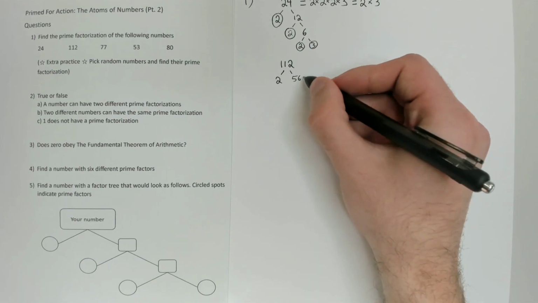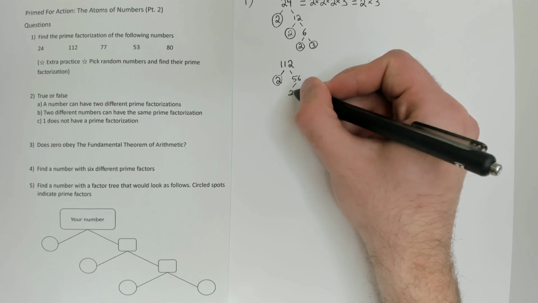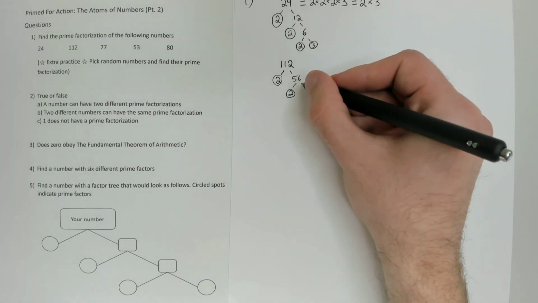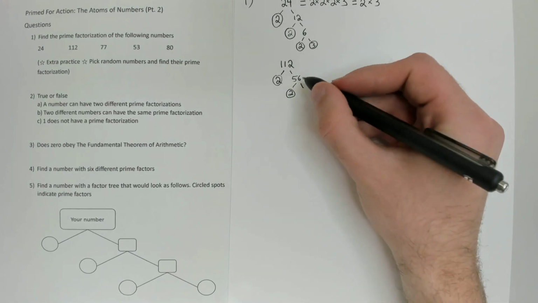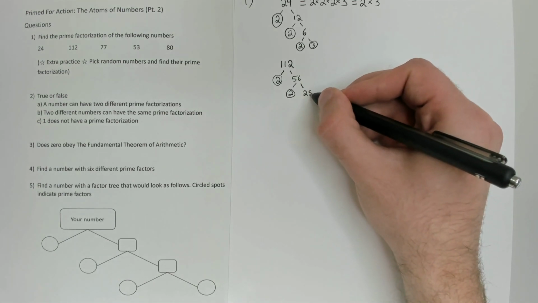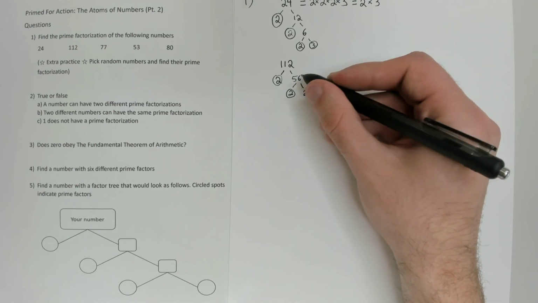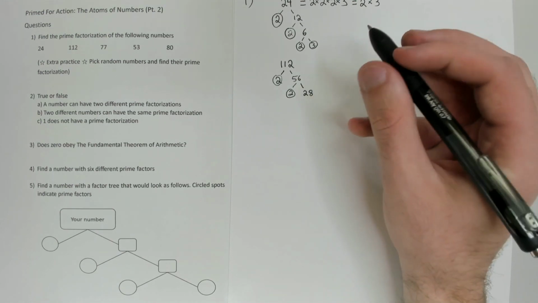All right, but 56, once again, that's even. So we can pull off a 2, right? Another prime number. And 2 times what gives me 56? Well, it's going to be 2 times 28, right? 2 times 20 is 40, 2 times 8 is 16. So in total, we're going to get 56 when we do 2 times 28.